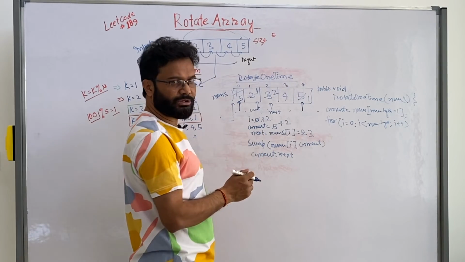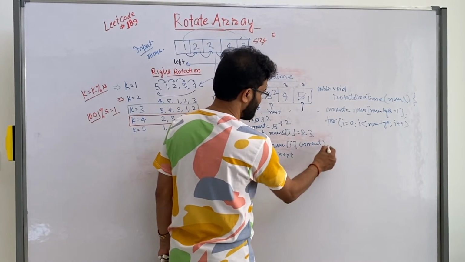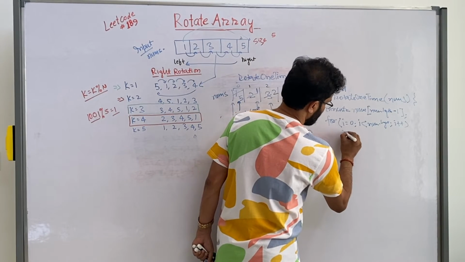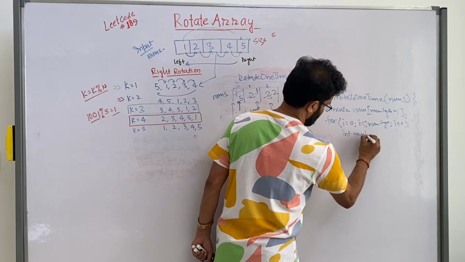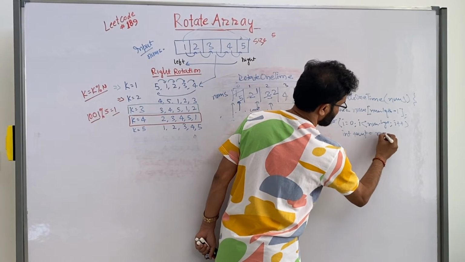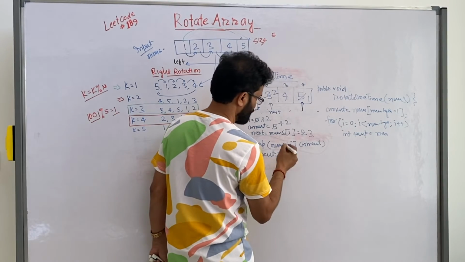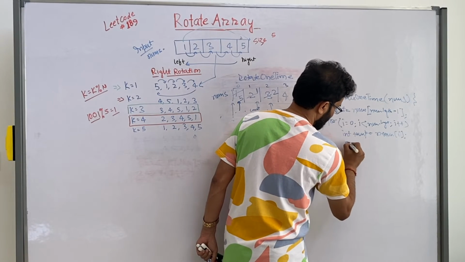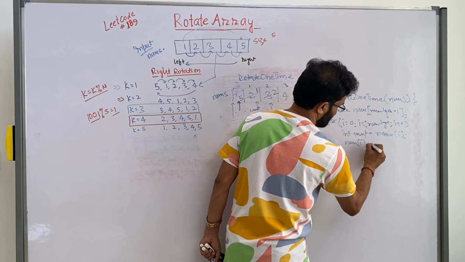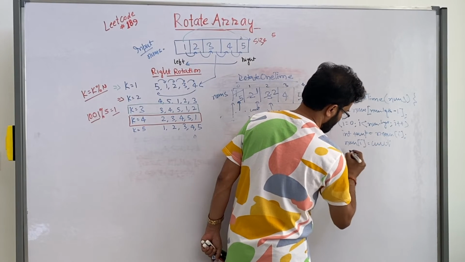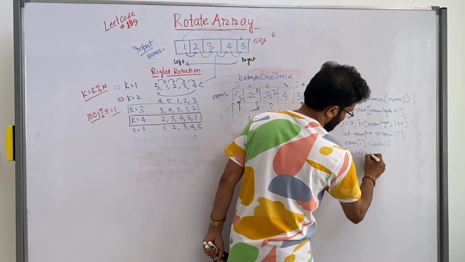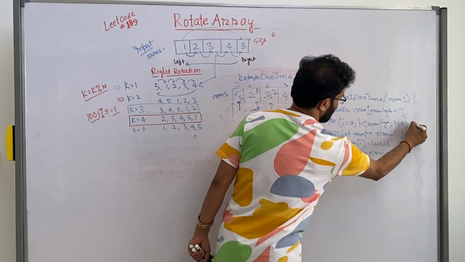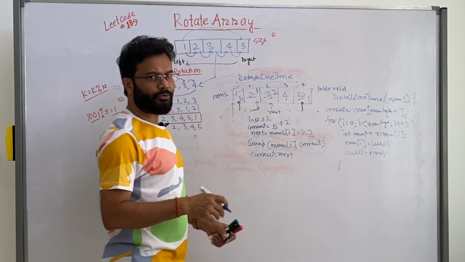And do the same thing what we have done, that do the swapping thing here. So you swap this part, means take any temp and put the nums[i], and then in nums[i] put the current, and the current is equal to next, this part. Your code will be complete.